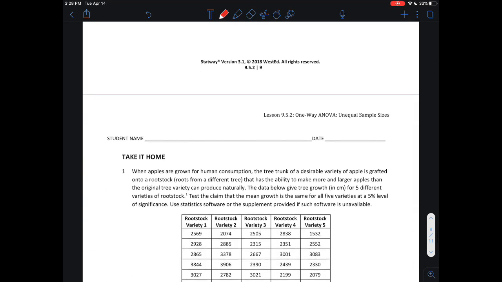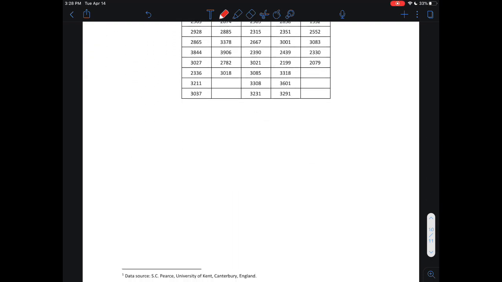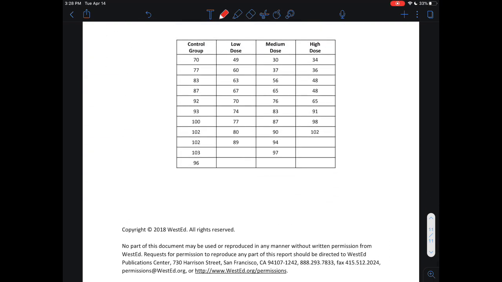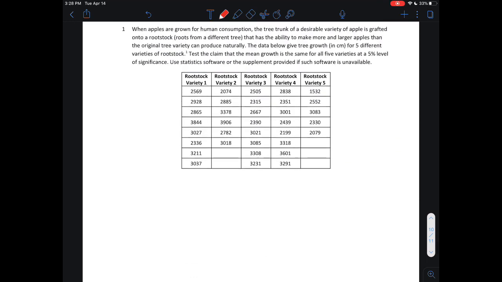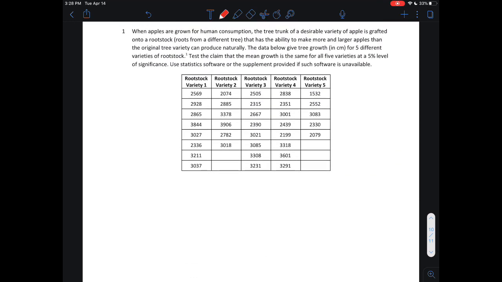Something that I want to point out for the take it home, you have a couple of other different tables here. If you get to a point with your calculator where you're running out of room, try to go through and delete some lists. You can also add lists just by going onto the edit screen and moving over one column past list 6 and creating a name for a new list. So you can do that for the take it homes if you need to.